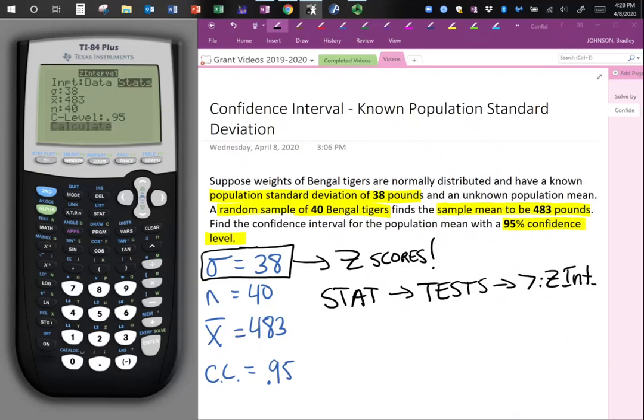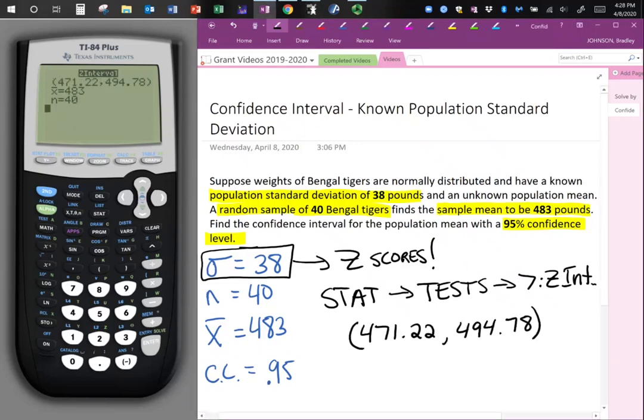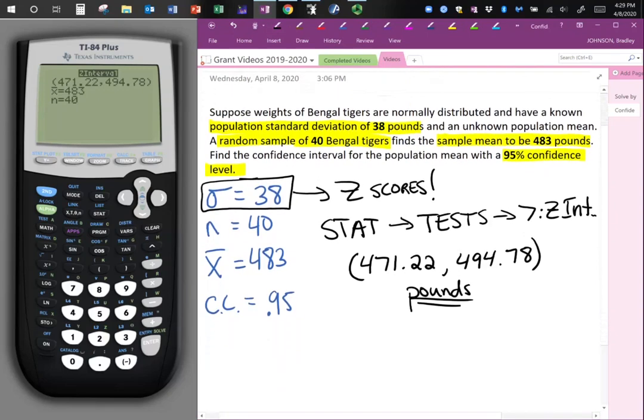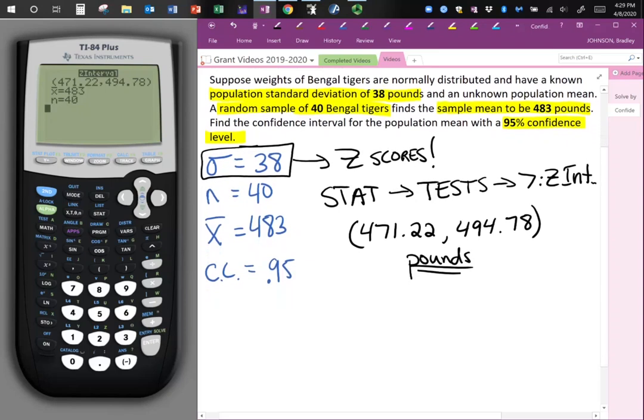Simple as that. So I'll hit calculate, and now I have made the interval. All of these units are in pounds. So 471.22 pounds to 494.78 pounds. This is relating to the Bengal tiger's weight. All right. That is how it's used the technology way. Now what if we did this by hand?